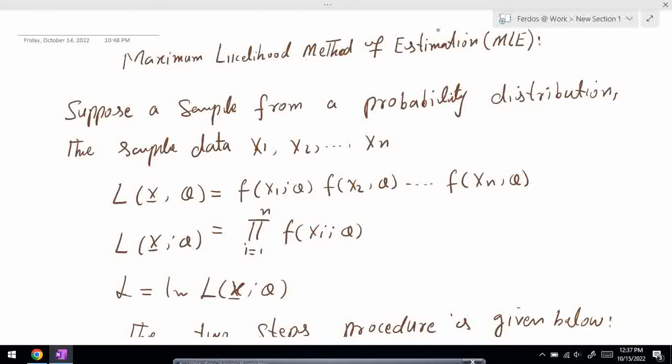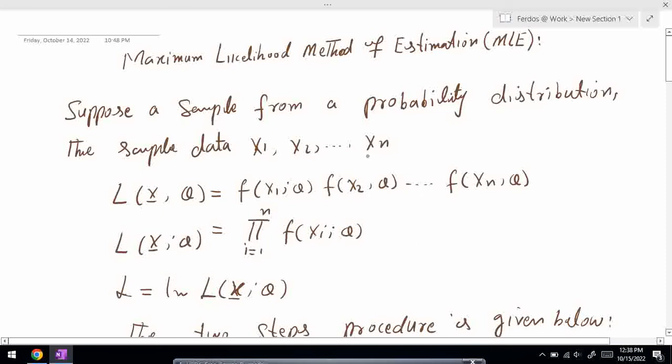For estimation, we need sample data, and I denote the observations by 1, 2, and 3 up to n. So we have n sample points. Then we need to know about the distribution of the population. We assume that this data is from some distribution, and that these observations are independently and identically distributed, so that we can calculate the joint distribution.